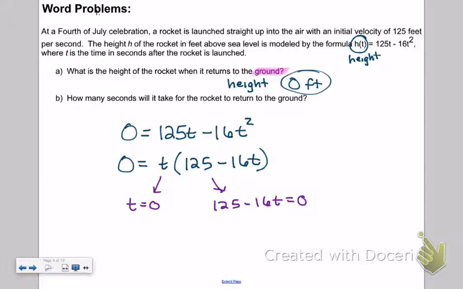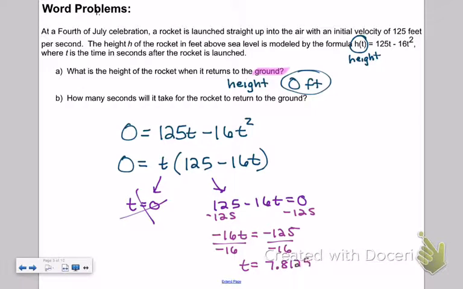If time is 0, that's when it starts, so we can immediately get rid of that situation. The question asks us, when does it return to the ground? So we want something other than 0 seconds. Let's go ahead and solve this equation. We're going to subtract 125. Negative 16t equals negative 125, and then divide both sides by negative 16. When we do that in our calculators, we get 7.8125. Now we have to answer the question. It's asking us how many seconds. So we could say in 7.8 seconds.